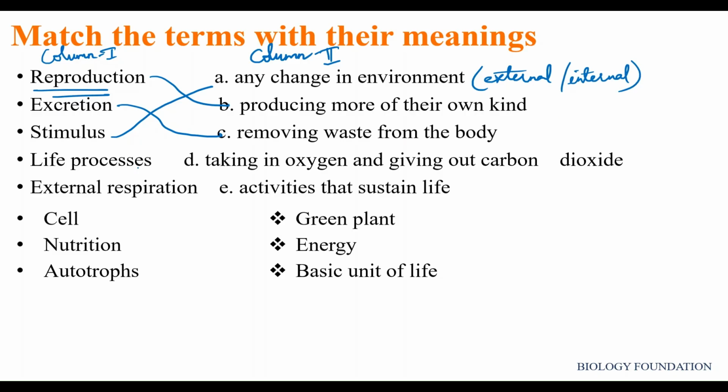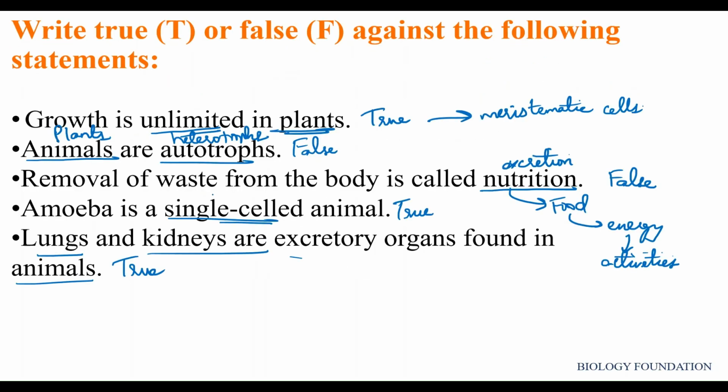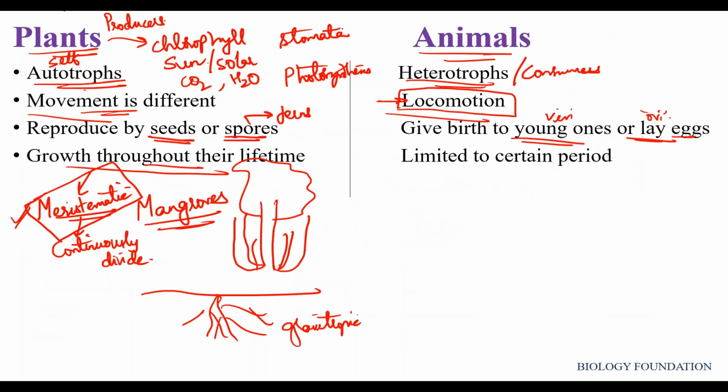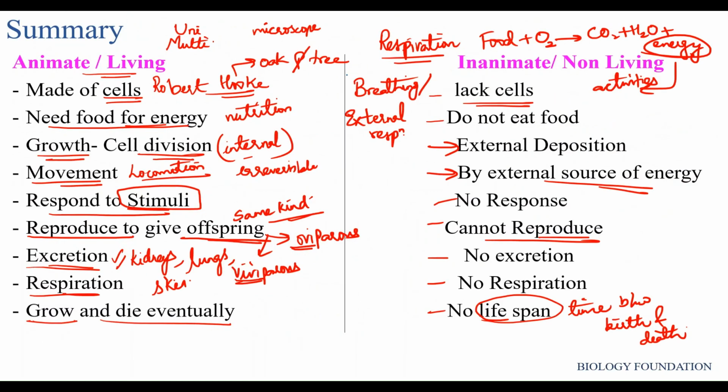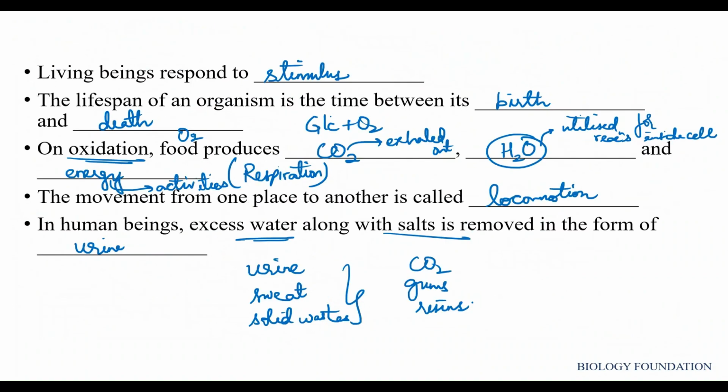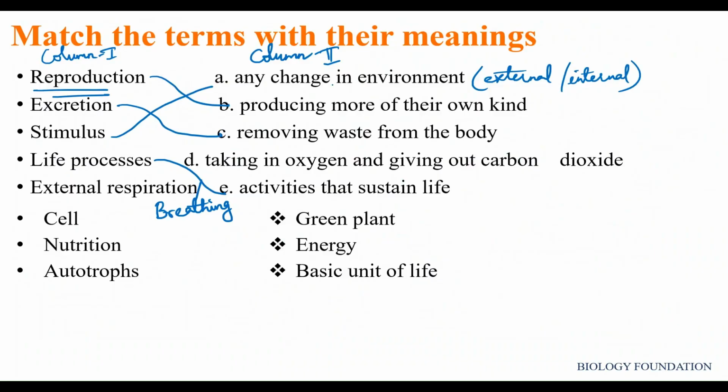Okay. Life processes. What are life processes? Activities that happen inside a cell. So, activities that sustain life, like respiration, excretion, nutrition, all these are life processes. Okay. What is external respiration? It is also known as breathing, if you remember. In the previous slide, I have discussed. Okay. External respiration or breathing both mean the same, inhalation or exhalation. So, taking in oxygen and giving out carbon dioxide.